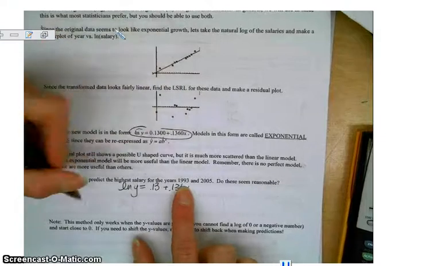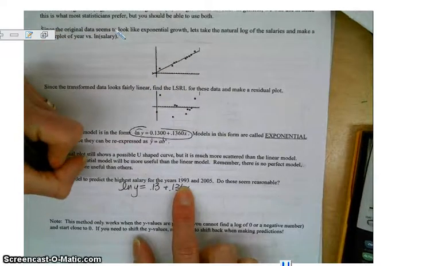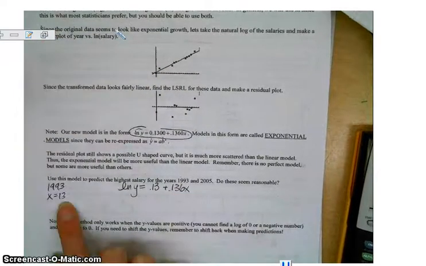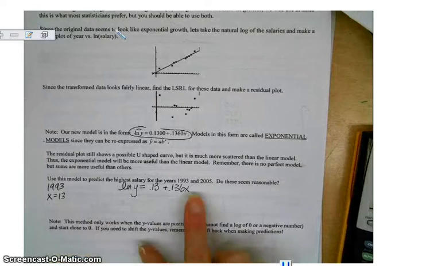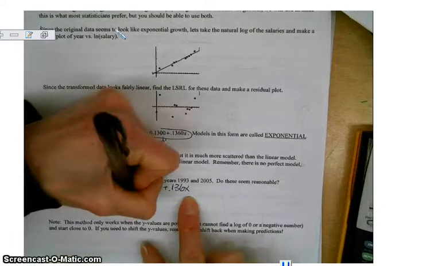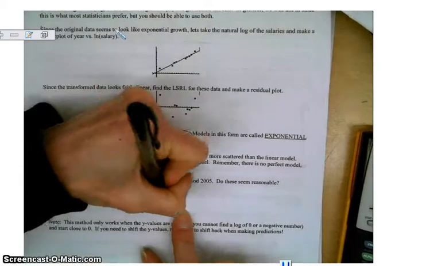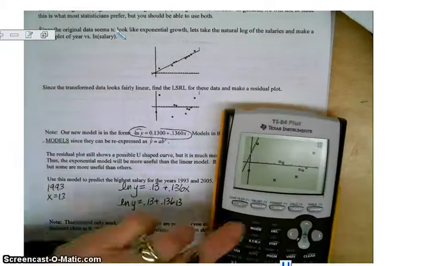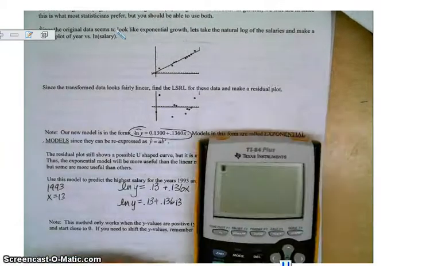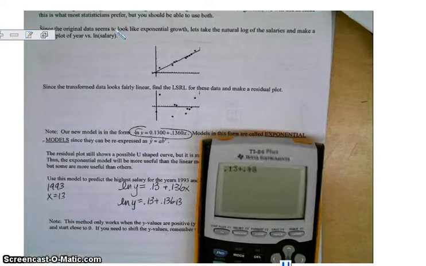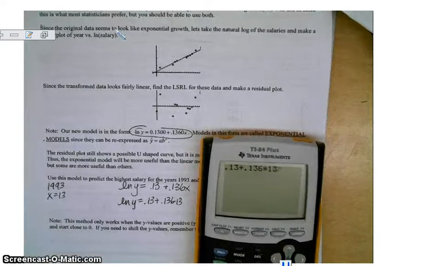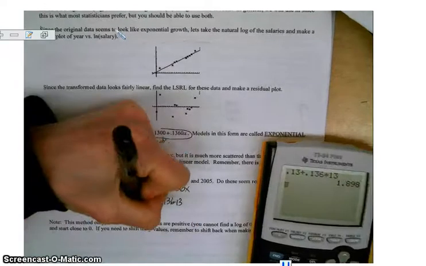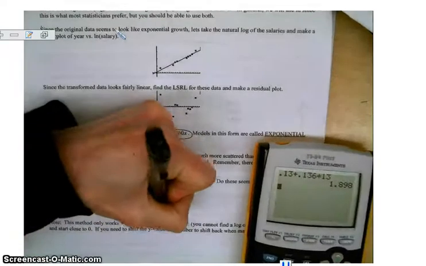So 1993 would mean that is when x equals 13. So when x equals 13, I put that in here, so the natural log of y equals 0.13 plus 0.136 times 13. So I'm just going to go back to my main screen and take 0.13 plus 0.136 times 13, and then I've got the natural log of y equals 1.898.